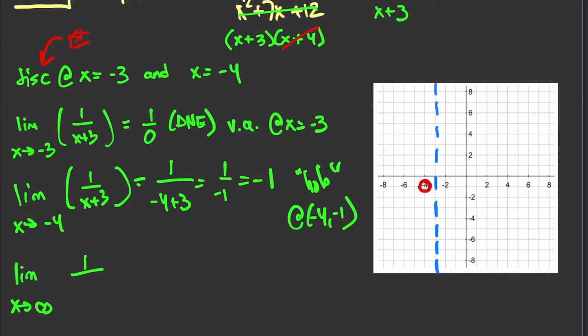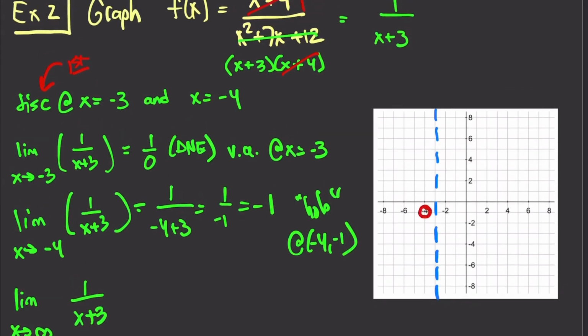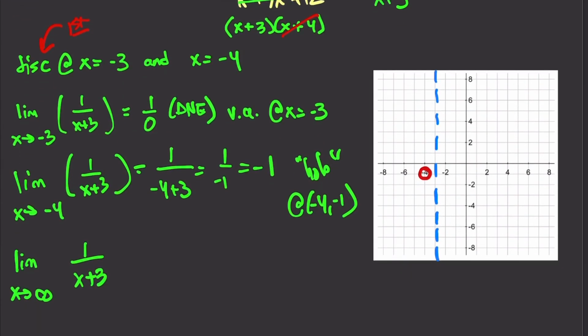I've got 1 over x plus 3, and remember how we do that. I've got x in the bottom, so you can kind of think of this as 1 over infinity, so that's going to be 0. The limit as x approaches infinity gives us a horizontal asymptote at y equals 0. So similar to the last problem, I have this.